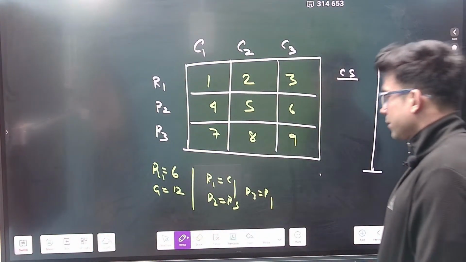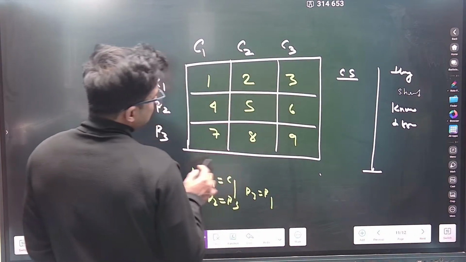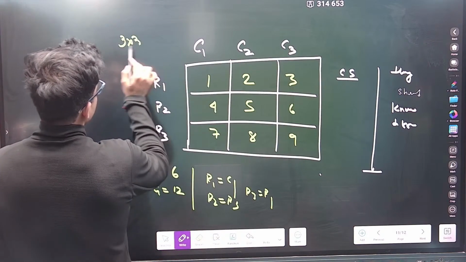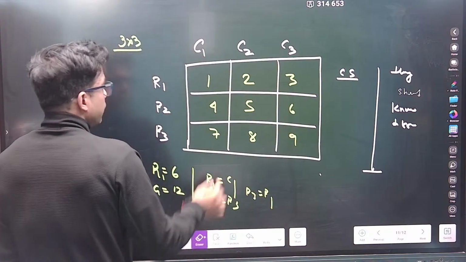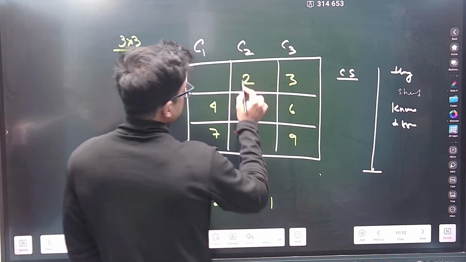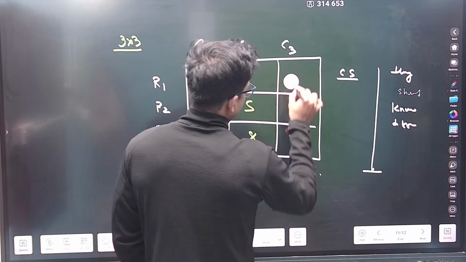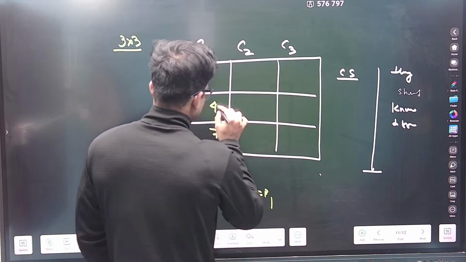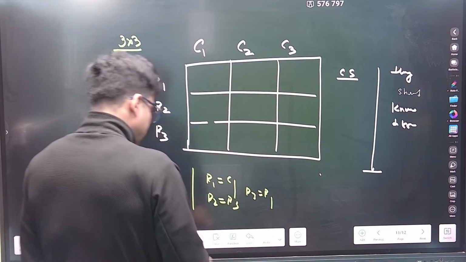Okay. Now, see, the point is what you need to do. Basically, guys, this is a 3 cross 3 matrix. 3 rows and 3 columns. And you need to erase every part. Let me just erase. I'm erasing all these parts. See, the point is what I am doing.